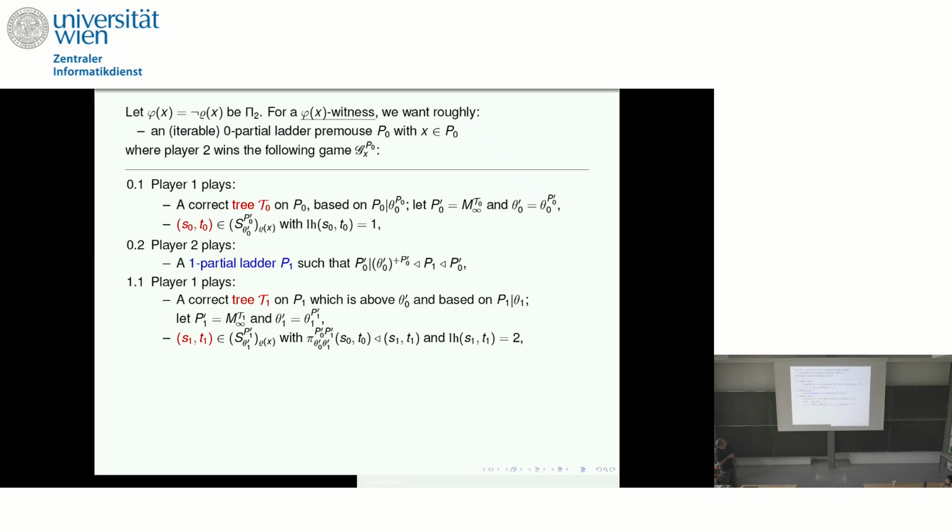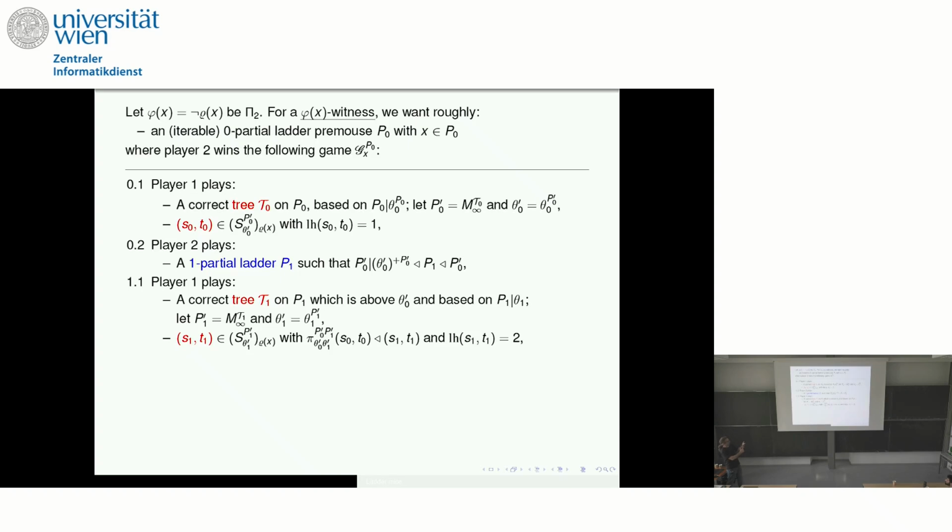Player 1 then does the same kind of thing again, but now it's on P1, and the next iteration tree is above theta prime 0, so like this. Take the last models and stuff, and then S1, T1. S1, T1 is going to be in the tree over the iterate P1 prime after you collapse theta 1 prime, so collapse more. And S1, T1 should basically extend what S0, T0 was doing, but after you embed it up into the next tree.